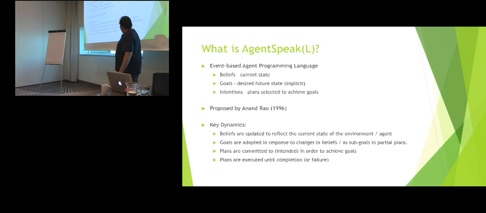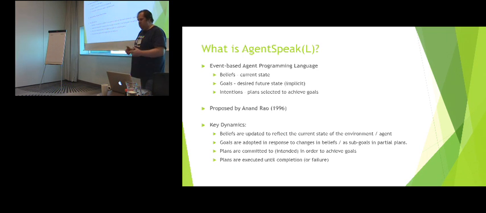In AgentSpeak, beliefs represent the state. Goals are the desired future state, but they're implicit. We don't actually try to check that they're achieved. We say that we want to achieve a state, but we recognize achievement by performing a plan and completing a plan. Intentions then are the plans that we select to achieve goals. So the idea is we have some state, we have a goal, we select a plan to achieve the goal, we execute the plan. And as a result of executing the plan, if it's successful, we've achieved the goal. If it's unsuccessful, we fail to achieve our goal. That's the basic model that underpins it.